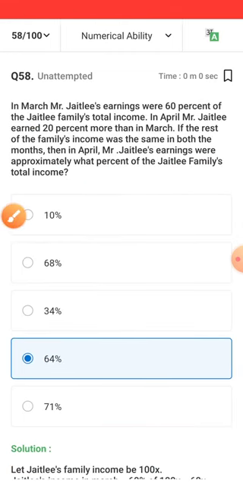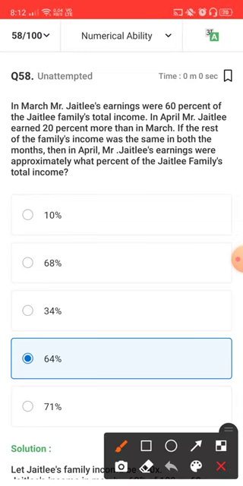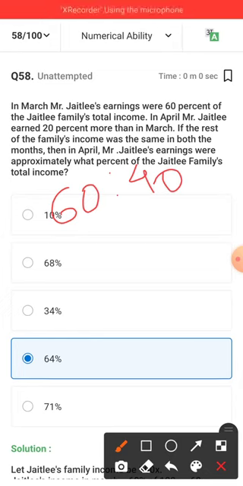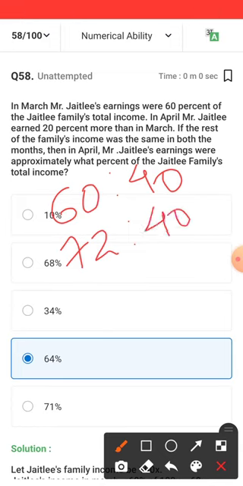Then, in March, Mr. Jailey's earnings were 60% of the family's total income. In April, Mr. Jailey earned 20% more than in March. If the rest of the family's income was the same in both months, then in April Mr. Jailey's earnings were approximately what percentage of the family's total income? So it is 60% and 40% in March. Then he earned 20% more. That means 60, 20% more is 12, that is 72. And the family's income stays 40.